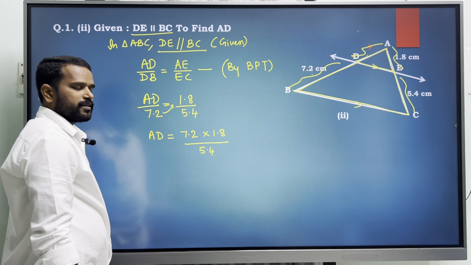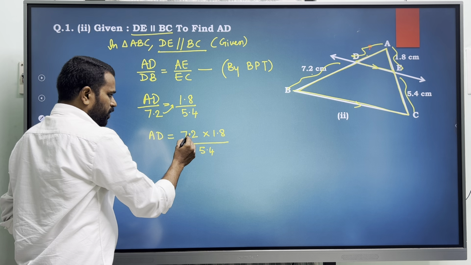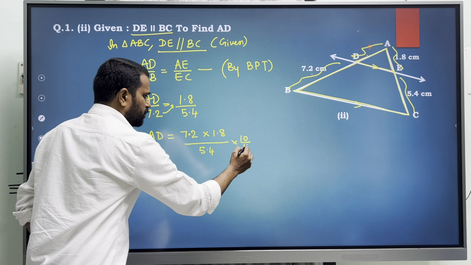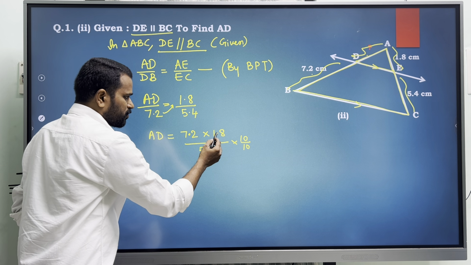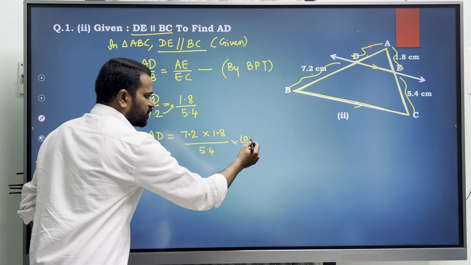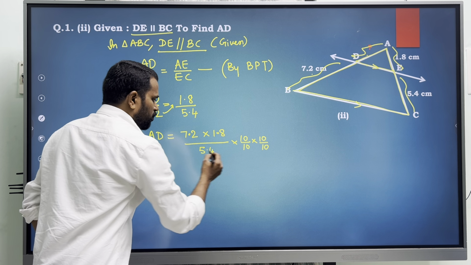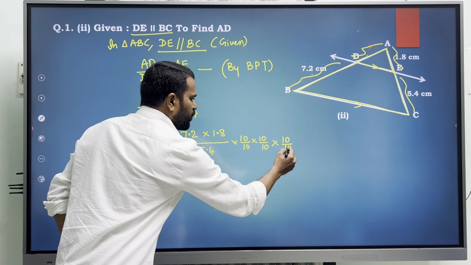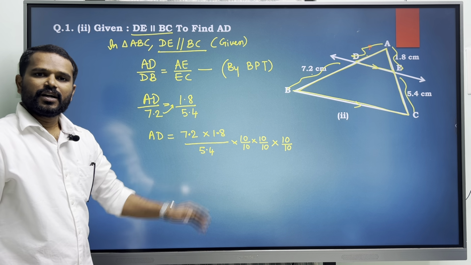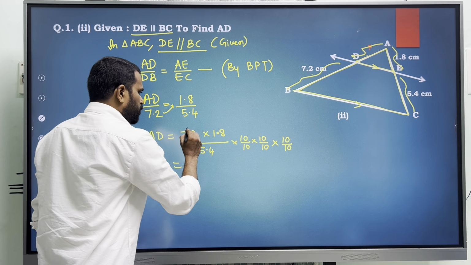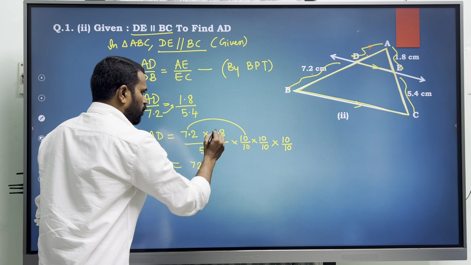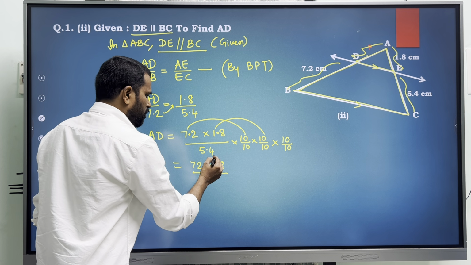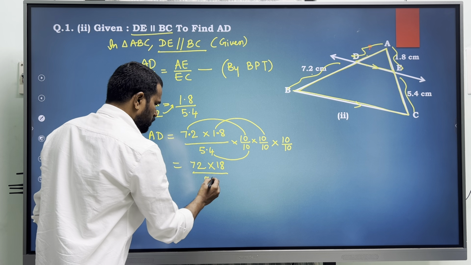Understand? Since there is a decimal point and after the decimal one digit is there, for this I have to multiply and divide with 10 by 10. Same for this: after the decimal we have one digit, so 10 by 10. Why are we doing this? To remove the decimal point. So 7.2 into 10 is 72, 1.8 into 10 is 18, divided by 5.4 into 10, which is 54.